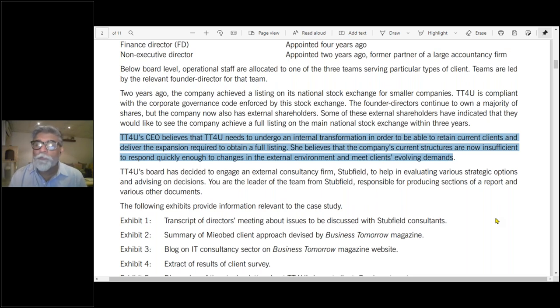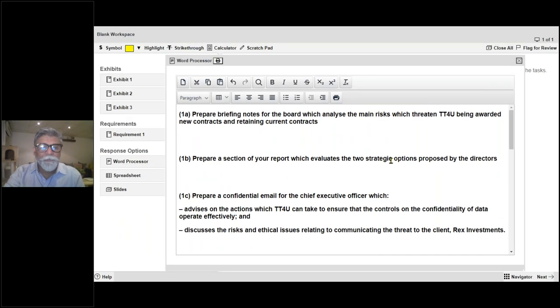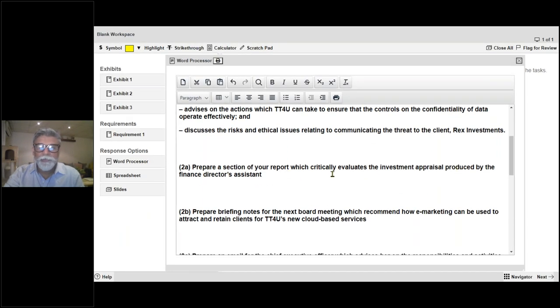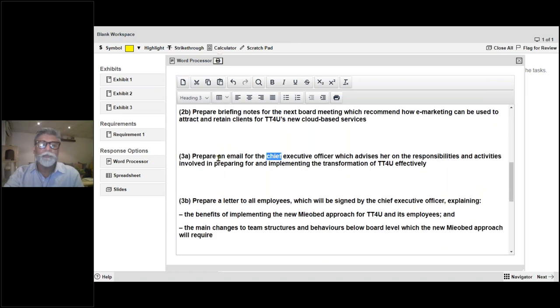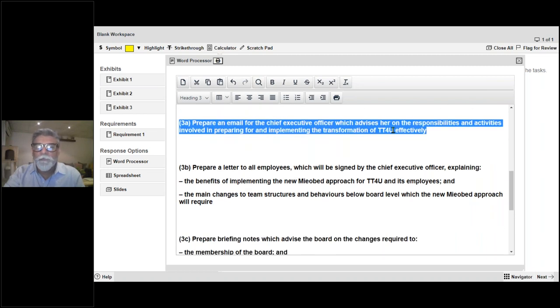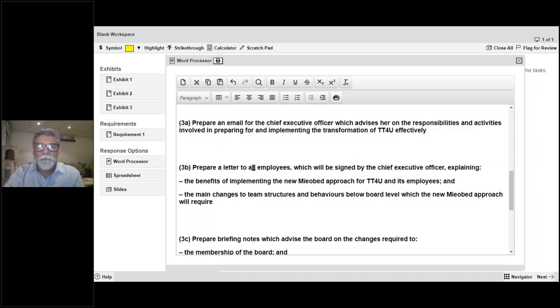Because I saw the word transformation and I slightly recall that one of the questions was about transformation. I don't know which one. So quickly, I have a bad memory. Transformation. Yeah, this one. Prepare an email which advises on the responsibilities and activities involved in preparing, implementing, and which will be some of the benefits.